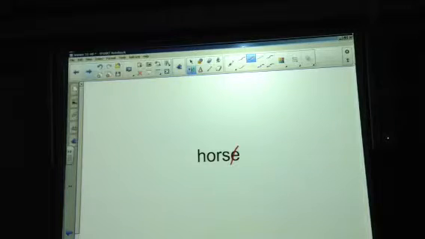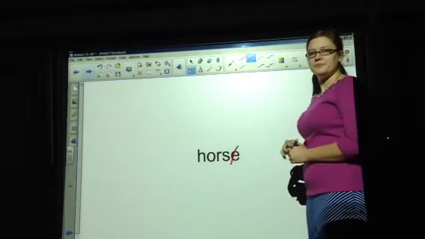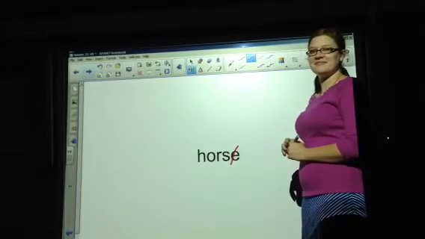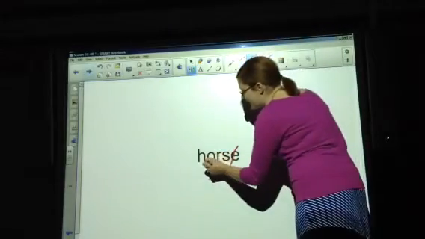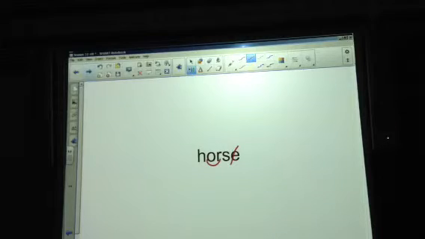Let's code this word and see if we can read it. What do I need to do? The O and the R make a sound. They're two letters that come together to make a sound. They make an unexpected sound. So how am I going to code that? A little scoop line. I'm going to put an arc under it. That's combination OR.